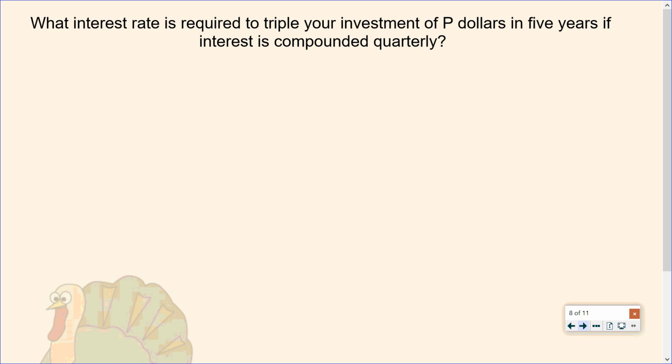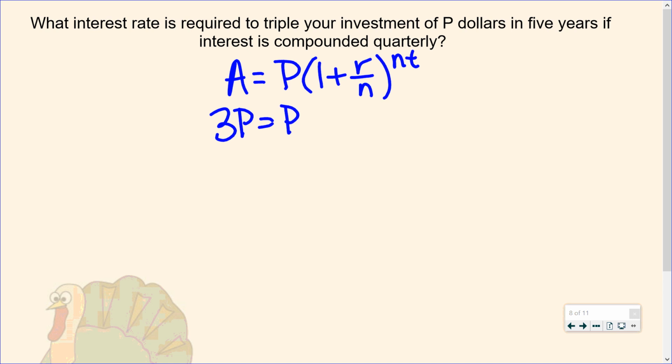We'll need one of our formulas. What interest rate is required to triple your investment of P dollars in 5 years if the interest is compounded quarterly? What formula would we be using if it's compounded quarterly? This one. Okay. Do you know what A is going to be? 3P. Or triple your investment. We know R. No, that's what we're solving for. N.